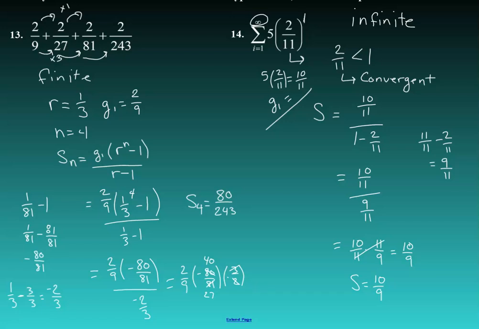And then I plug the stuff in. 10 over 11 over 1 minus 2 elevenths. 1 minus 2 elevenths ends up being 9 over 11. We flip and we multiply. The 11s cancel and we get 10 over 9.